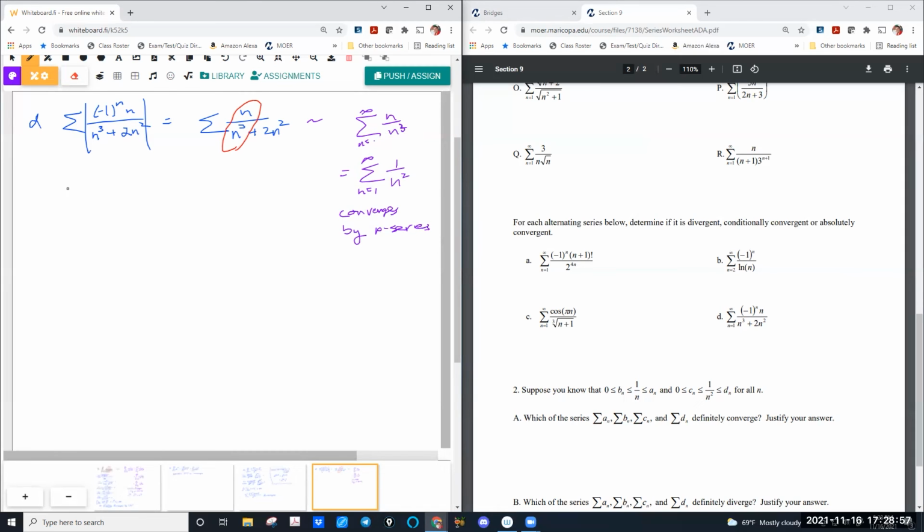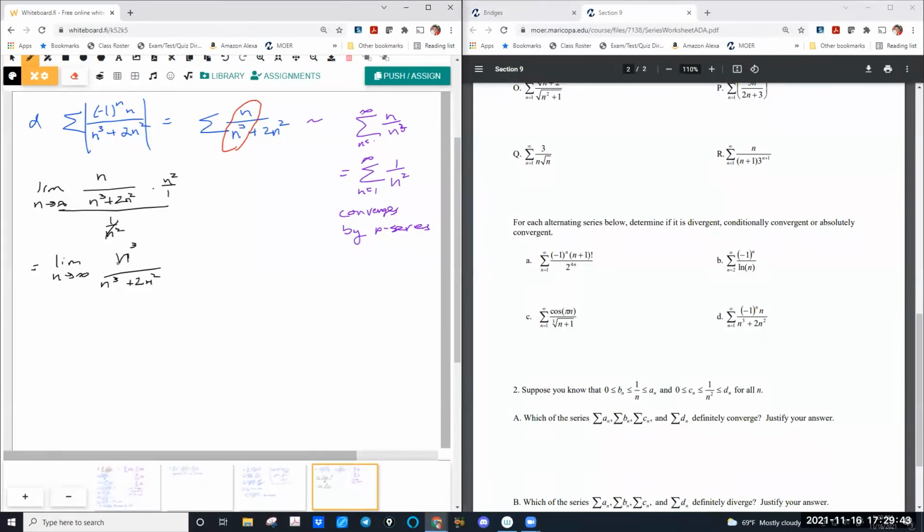So what we'll do, again, I'm a fan of the limit comparison test, but you could easily do a comparison test on this one too. So we'll do a limit comparison test. So limit as n goes to infinity of n over n cubed plus 2n squared all over 1 over n squared. So we'll flip that denominator and multiply. And look at what happens when we do that. When we multiply by n squared over 1, that gives us n cubed on top over n cubed plus 2n squared.